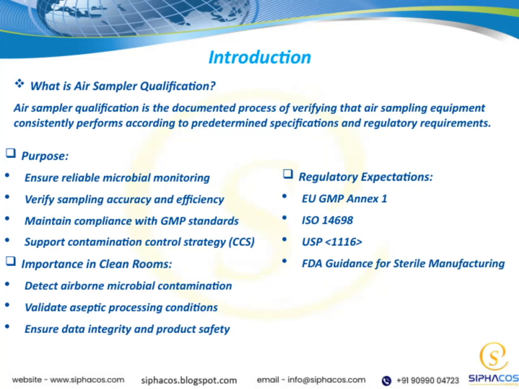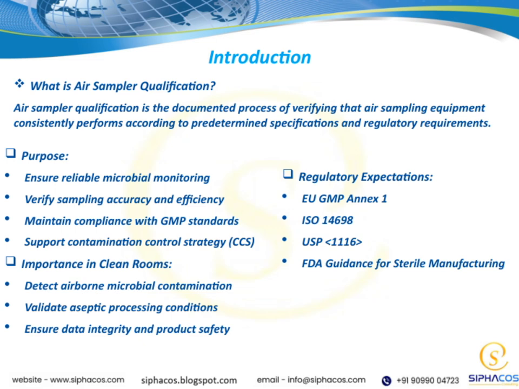Let's take a closer look at the regulatory expectations surrounding air sampler qualification. On this slide, we see references to key standards and guidelines such as EU GMP Annex 1, ISO 14698, USP 1116, and FDA guidance for sterile manufacturing. These documents set the foundation for how we approach microbial monitoring and sampling in clean environments. The main purpose of these regulations is to ensure that our microbial monitoring is reliable, accurate, and efficient.